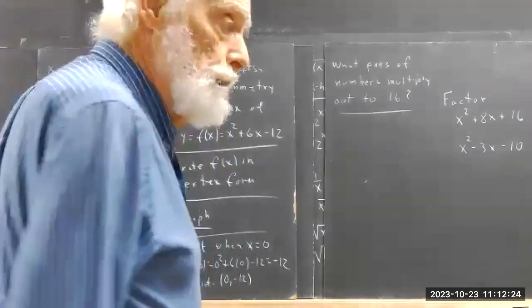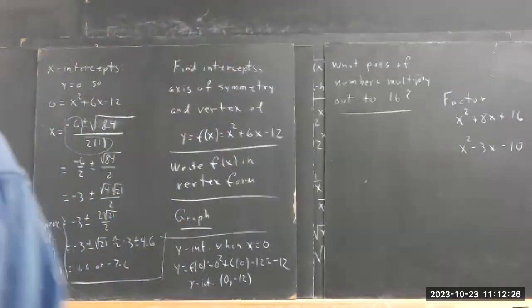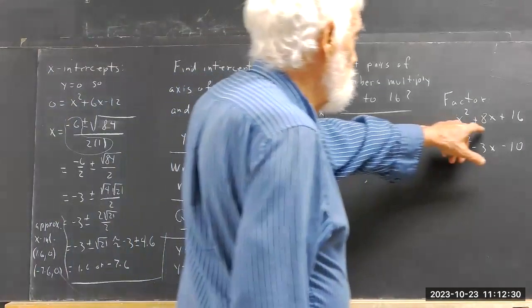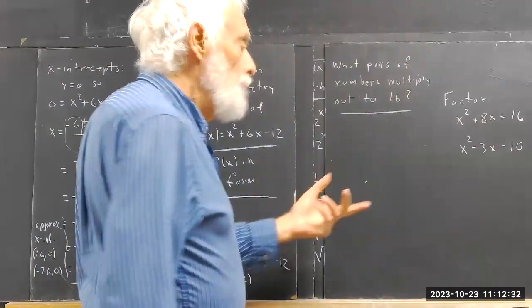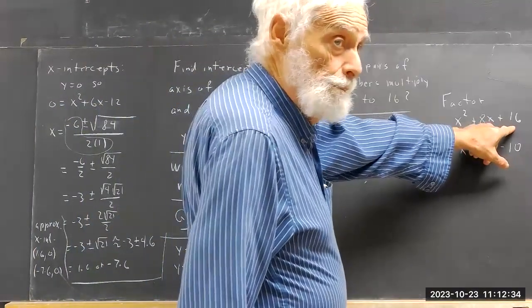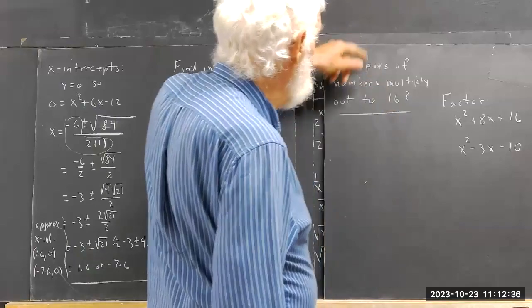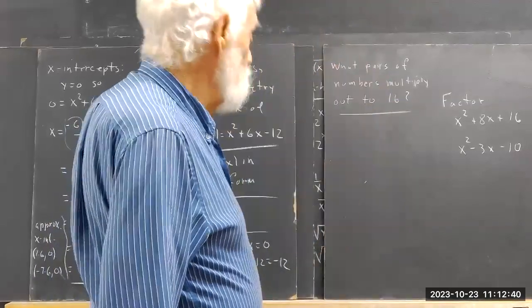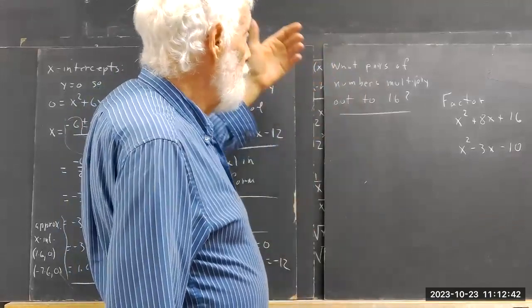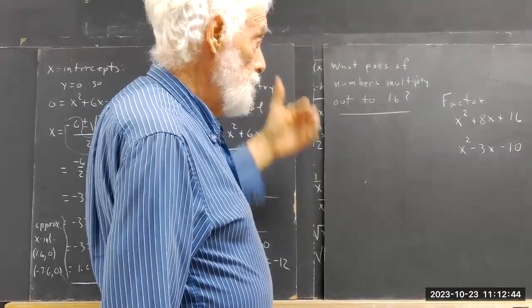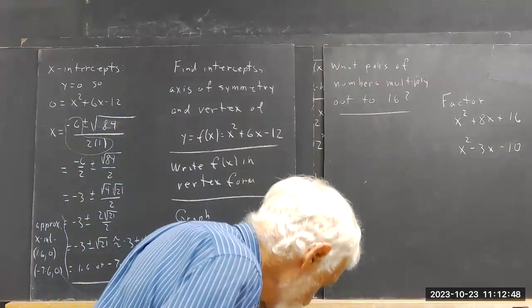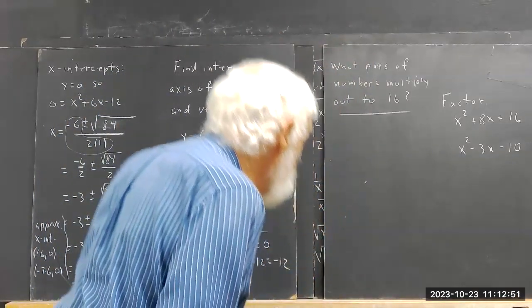Okay, so we're looking at factoring a couple of expressions. First one is x squared plus 8x plus 16. First thing we do is we look at 16, and we ask ourselves what pairs of numbers multiply out to 16. There's a more elegant way of saying it, what pairs of numbers would have a product of 16, but I'll use the word multiply out just to make sure everybody understands what I'm talking about.